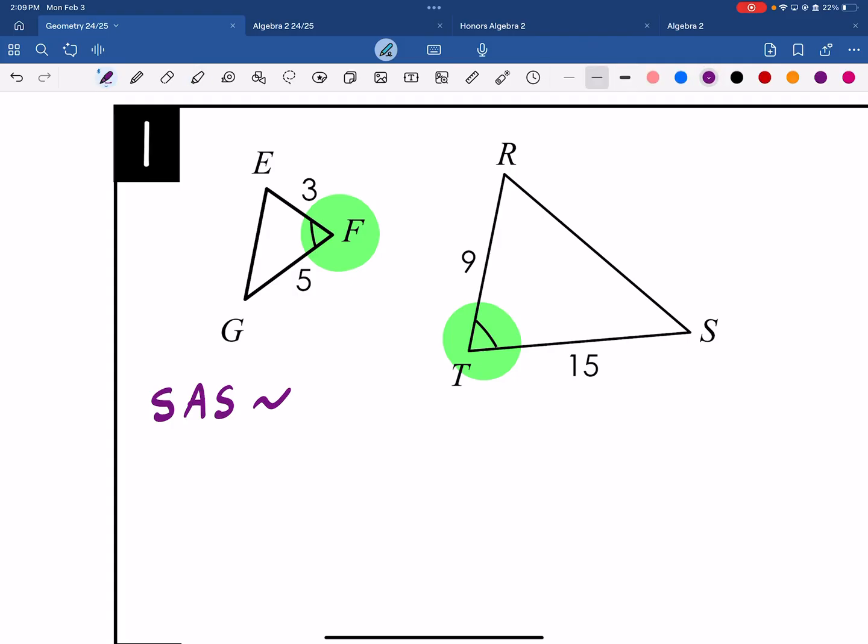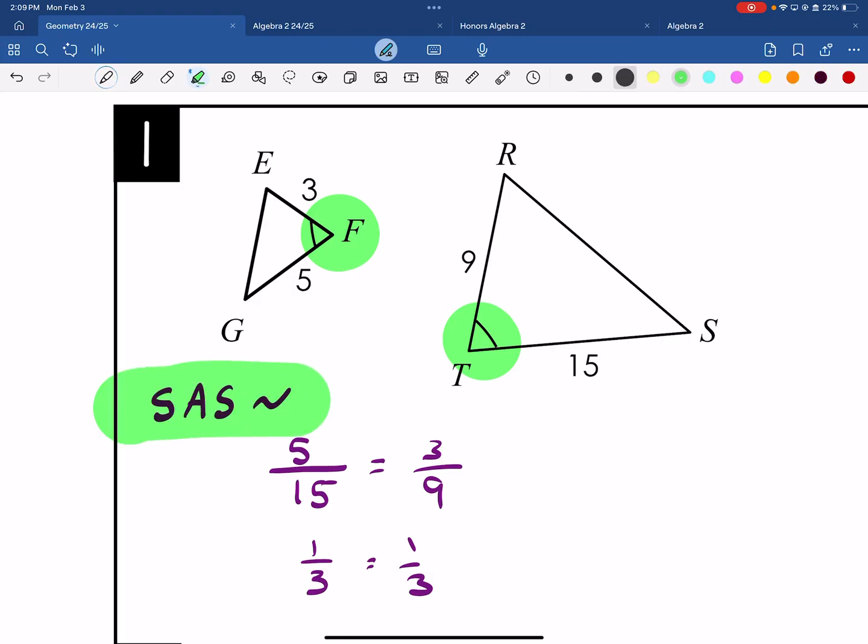Now the sides have to be proportional. So I'm going to go 5 over 15, which reduces to 1/3. That's got to equal 3 over 9, which reduces to 1/3. So that works. So they are similar by side angle side. That's step 1. Step 2, we have to write the similarity statement.